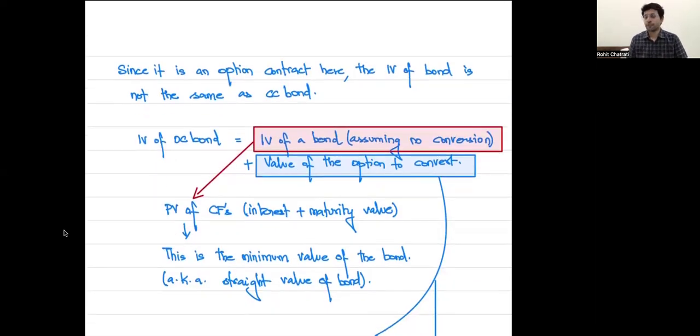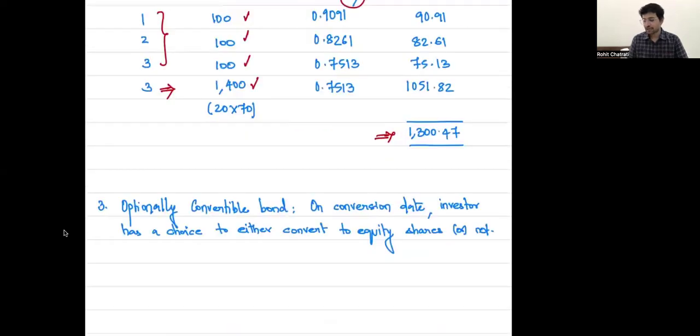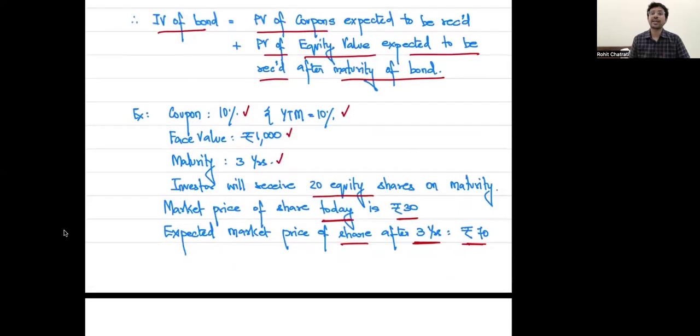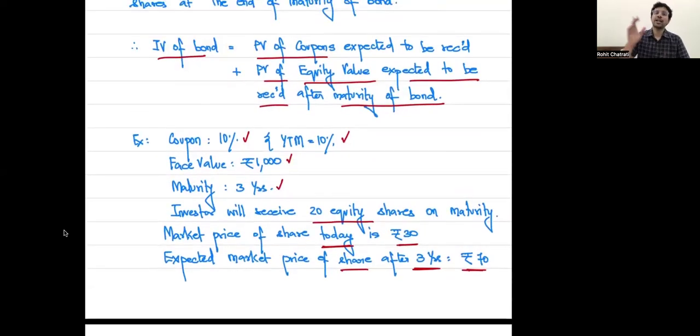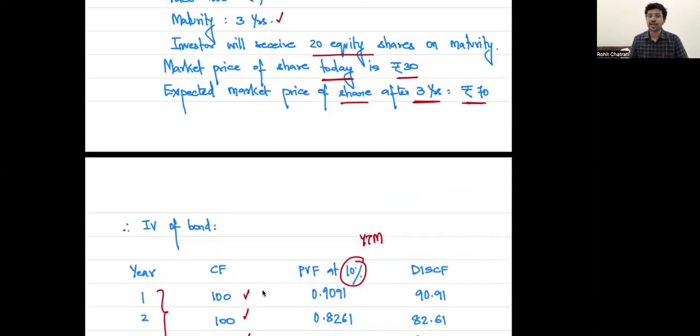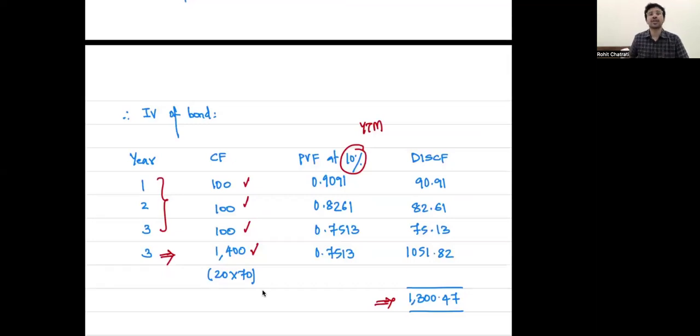Now, if you carefully think of it, in case of intrinsic value of a compulsorily convertible bond, I actually mentioned that we will be taking the present value of equity shares at the end of the maturity. What we actually did in this example is that we took 1400 as year 3 value, and we discounted it. But in case of optionally convertible bond, we do not know whether the investor is going to convert it into equity shares or whether the investor is going to choose to receive the redemption value. Therefore, this amount of cash flow is not determinable with certainty.